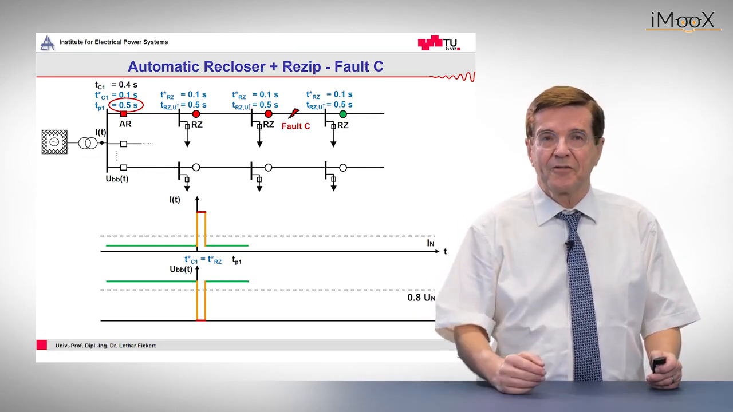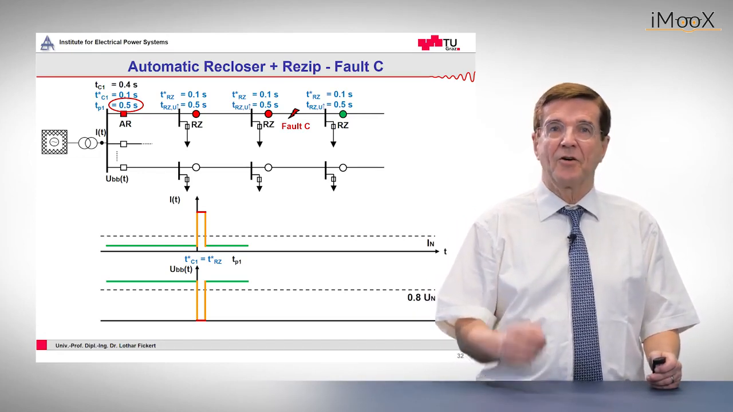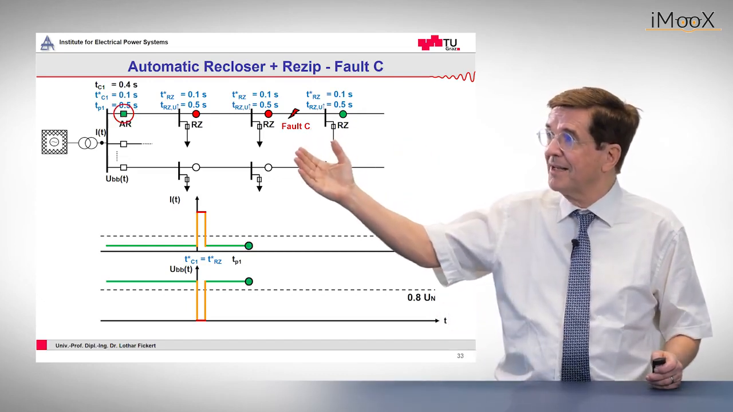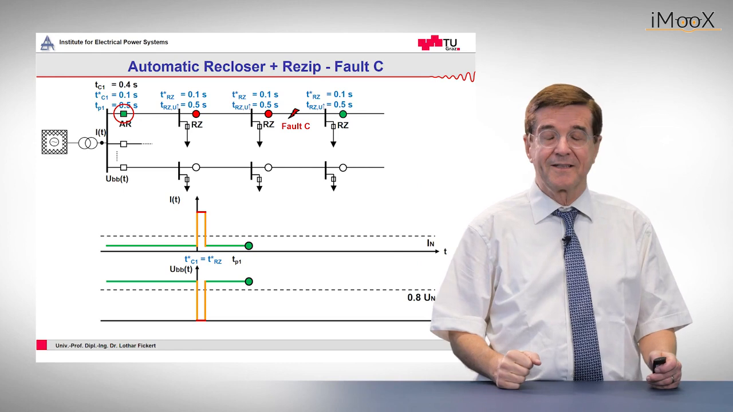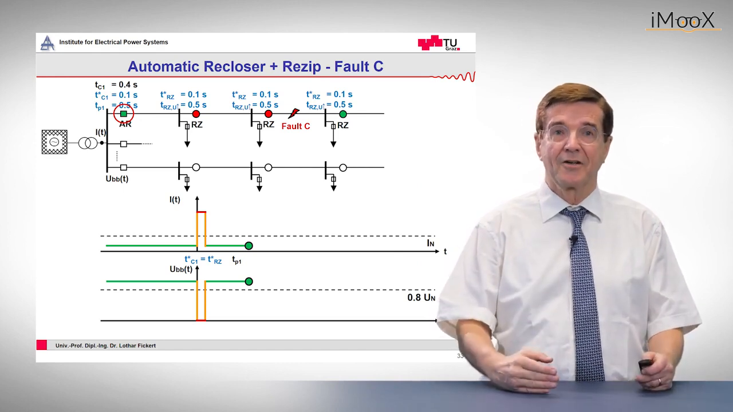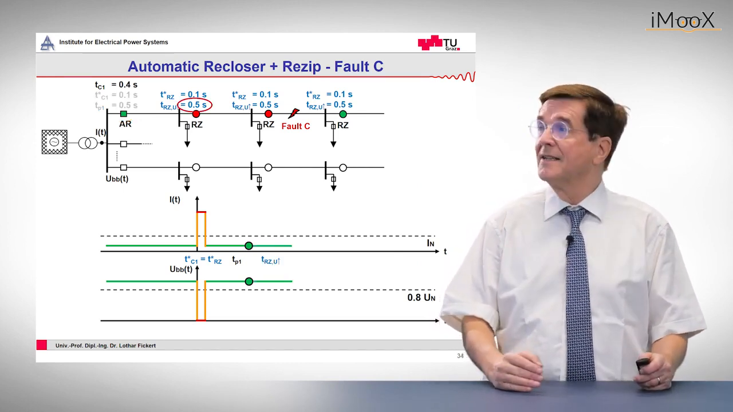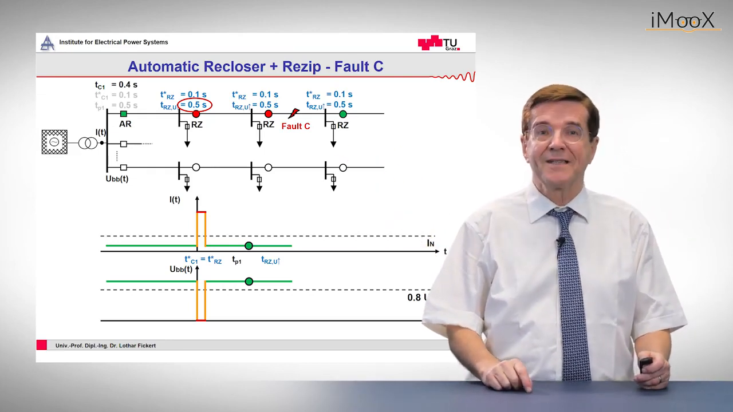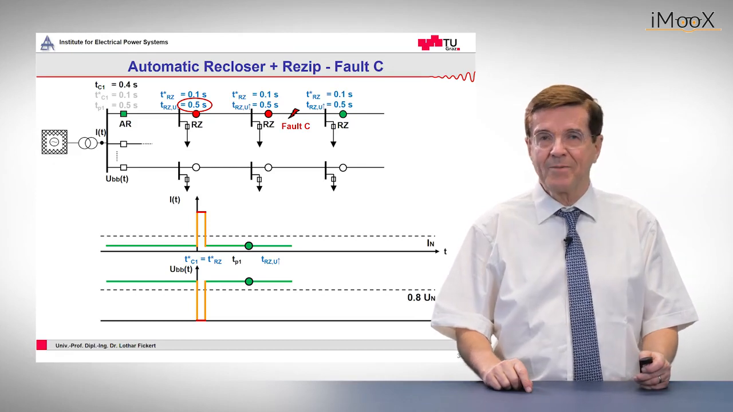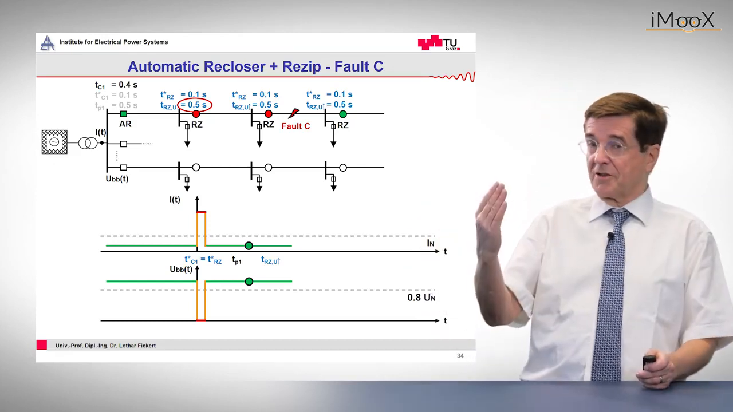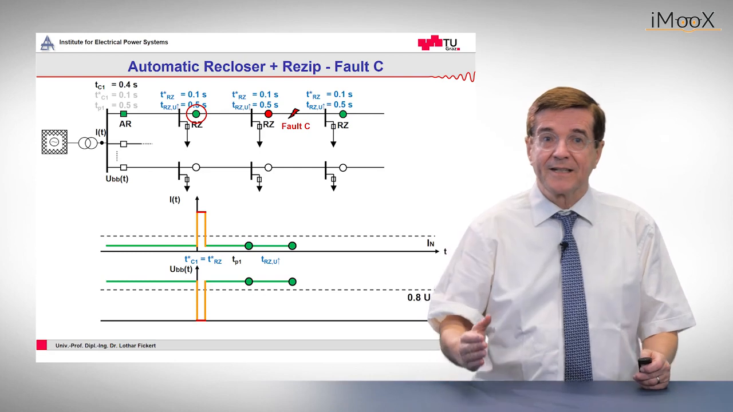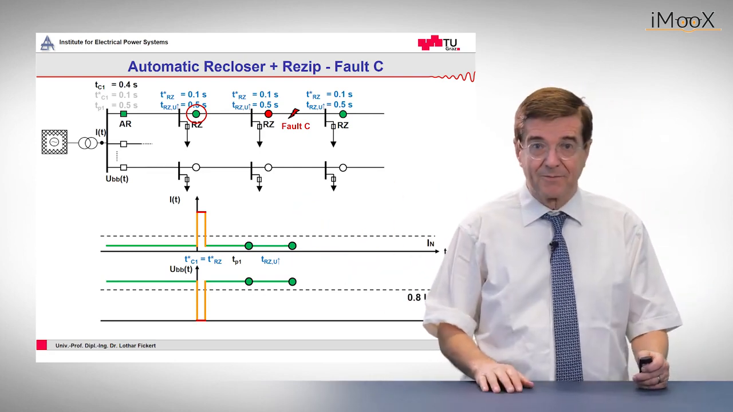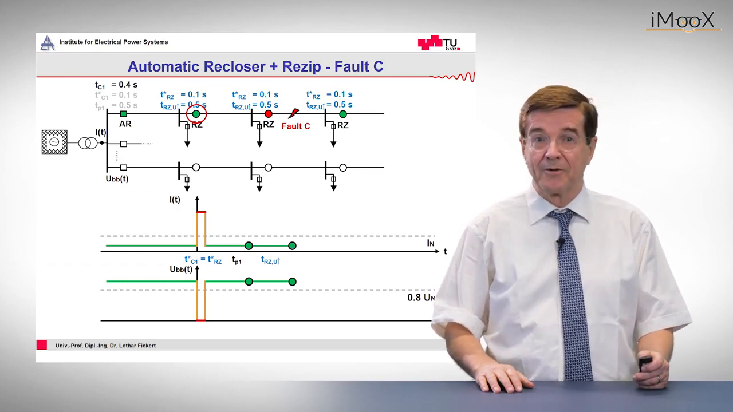Now, after 0.4 seconds, an automatic switching sequence starts. We start at the beginning of the line, where after 0.5 seconds this auto-recloser closes and energizes the line, including the next busbar and the next ReZip auto-recloser. So what happens here? The auto-recloser sees a voltage coming, waits half a second, closes and passes the voltage on to the next busbar and the next ReZip auto-recloser.